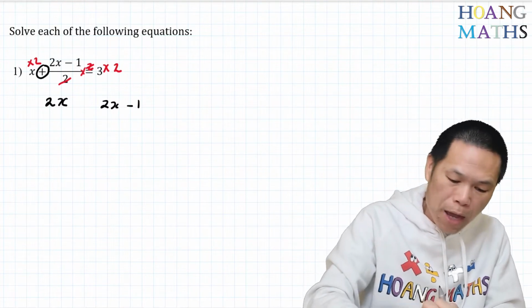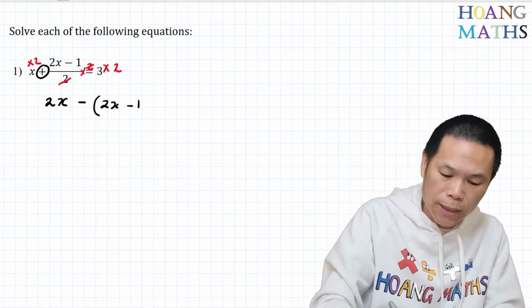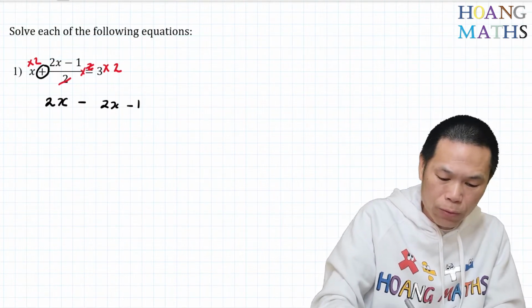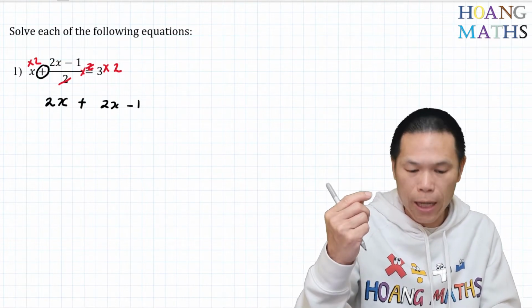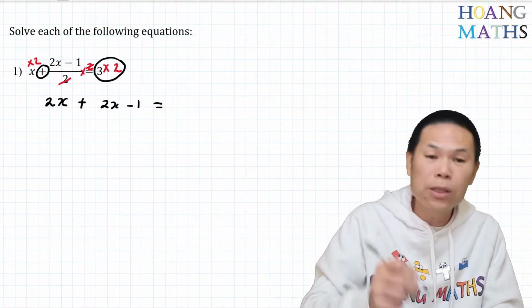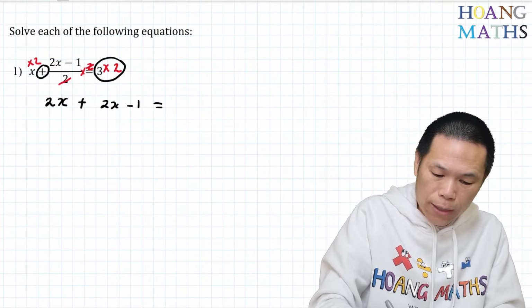Now, if this is a minus, because it's minus the whole lot, we have to use brackets, okay? But in this case, because of the plus, we don't have to. But if you put brackets, it's still correct. Nothing wrong with that, okay? So now on the right-hand side, we have 2 times 3, and 2 times 3 is 6. So I just write this down.